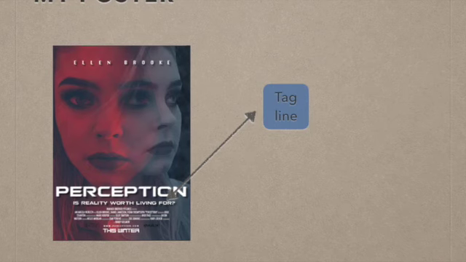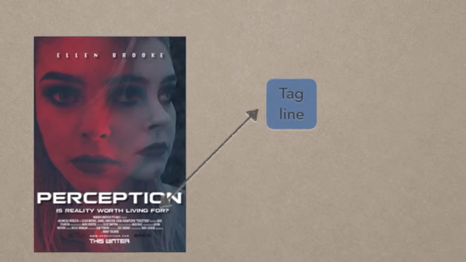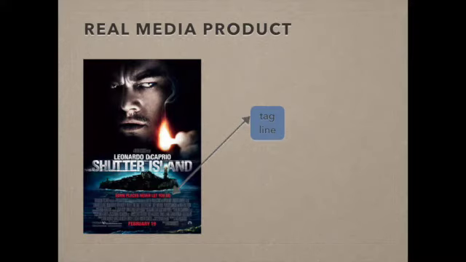Finally, I have conformed to the format conventions through the inclusion of the tagline. The tagline is a common feature within the format conventions of a film poster. The tagline informs the audience about the narrative of the film. Therefore, from looking at other real media products and my media product, you are able to see that my usage of the tagline was conventional.